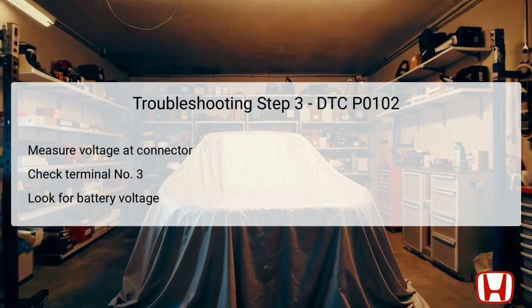Next, measure the voltage across terminal number 3 of the MAF IAT sensor 5P connector and body ground.